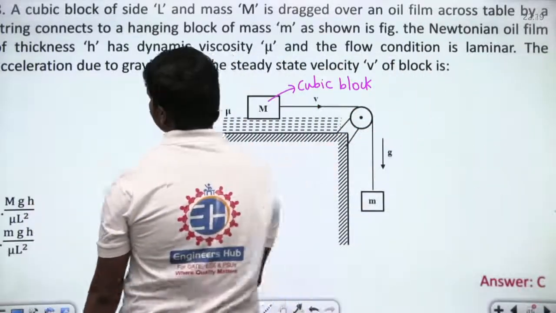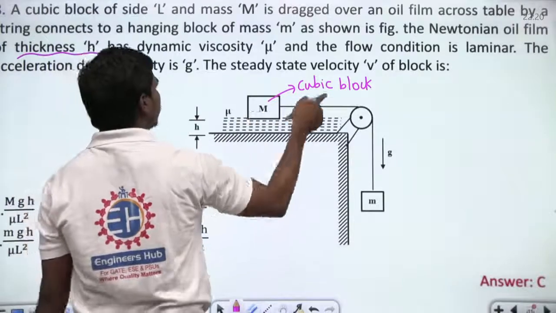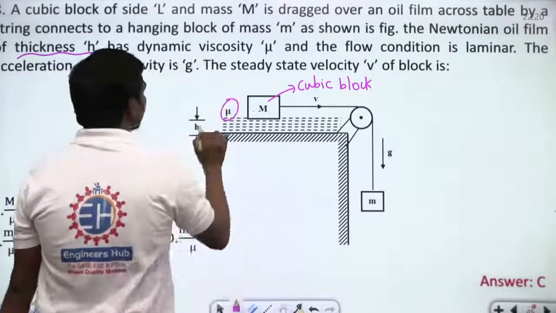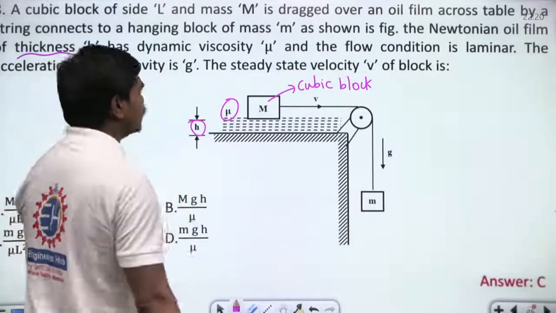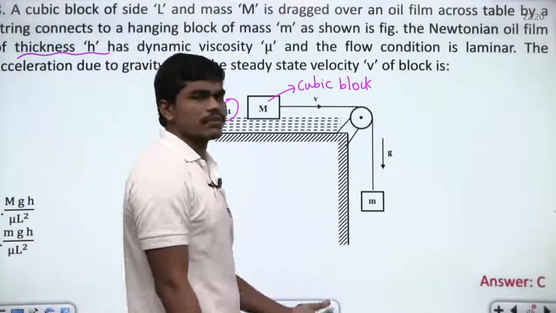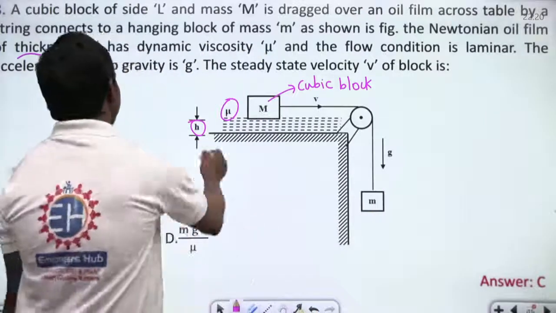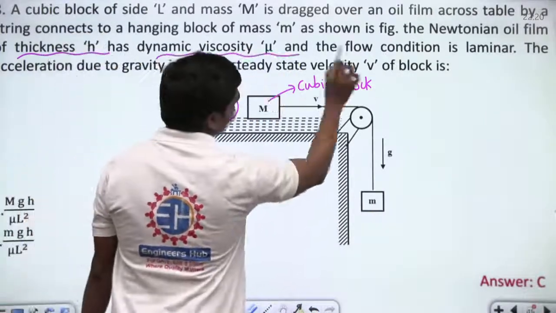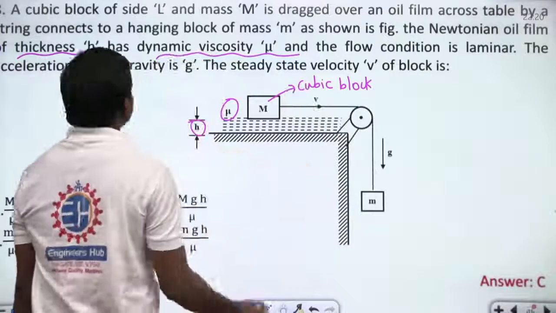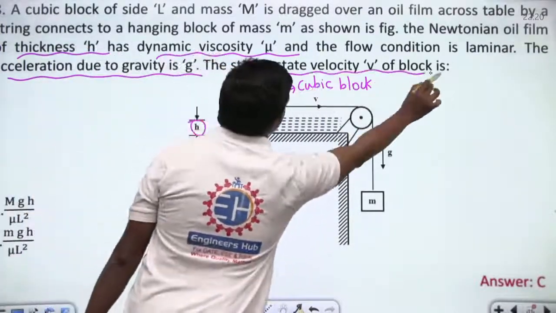The Newtonian oil film of thickness h. So this thickness is h, as it was mentioned, has dynamic viscosity mu. So there is some mu dynamic viscosity. h is the gap between this table and the block. V is always velocity in general. So it has dynamic viscosity mu and the flow condition is laminar. The acceleration due to gravity is g. The steady state velocity v of the block.